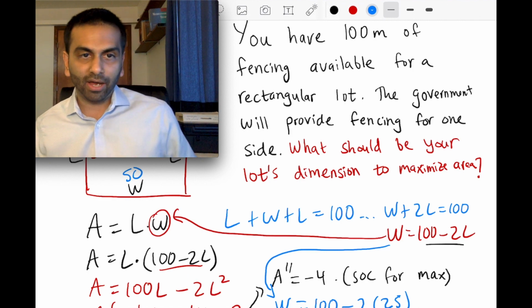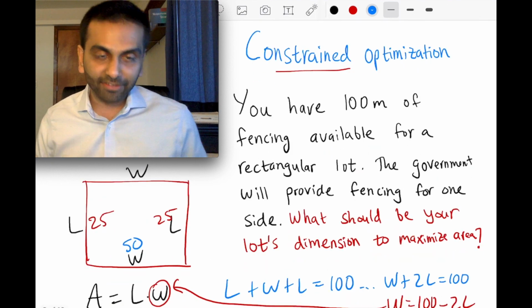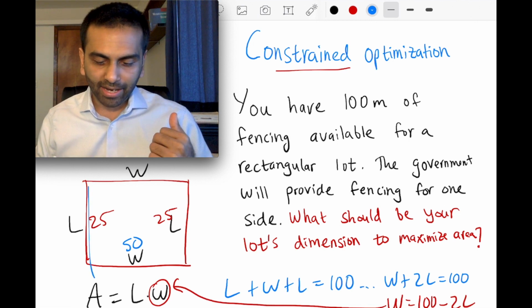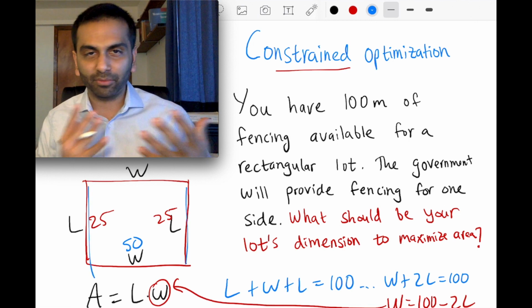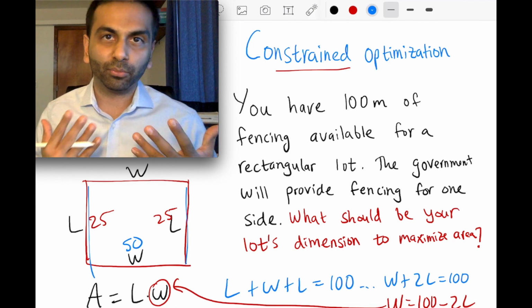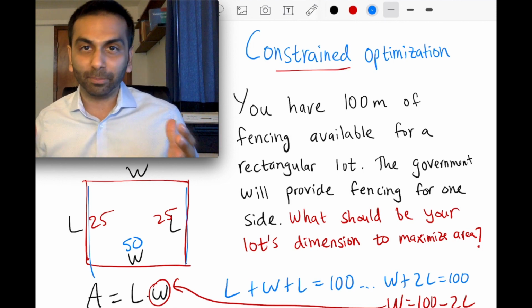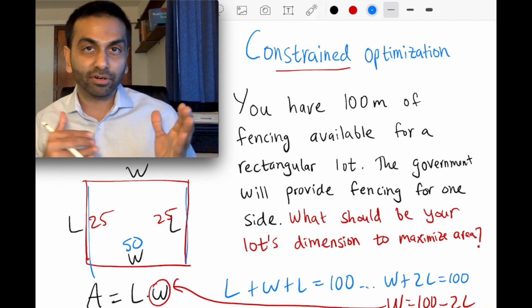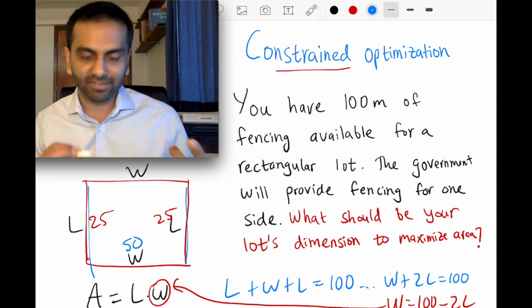And so overall, the answer to this question is that in order to maximize your area, out of the three sides that you choose, the L and the W are sort of irrelevant as to which is which, two of them are going to be 25, and the third one is going to be 50, and that's the one that the government's going to match.